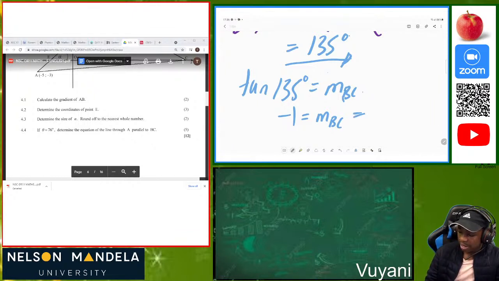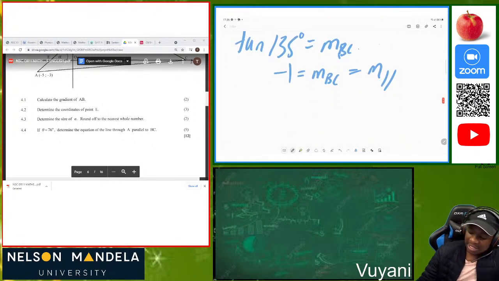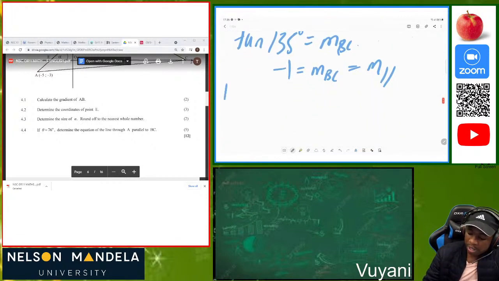Why? Because the lines are parallel to each other. Now let's determine the equation, because they are going through point A.